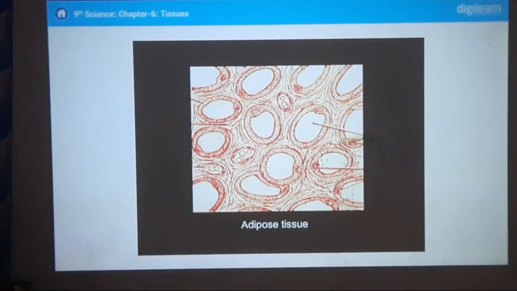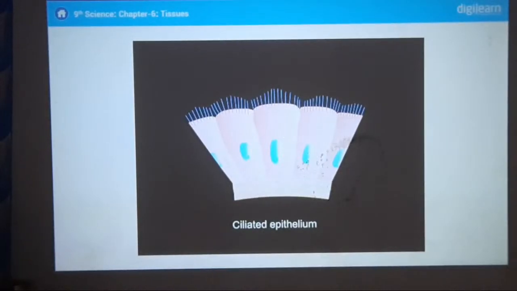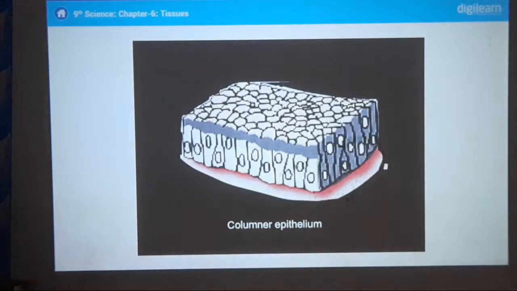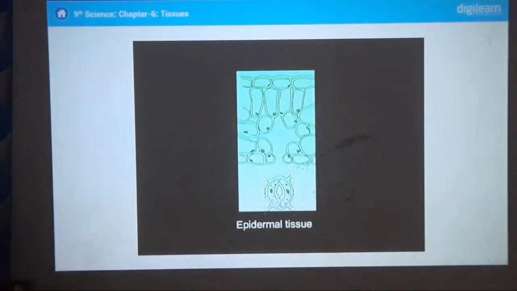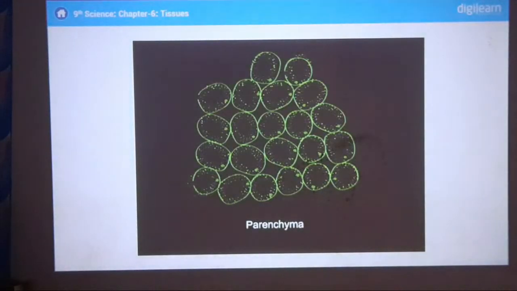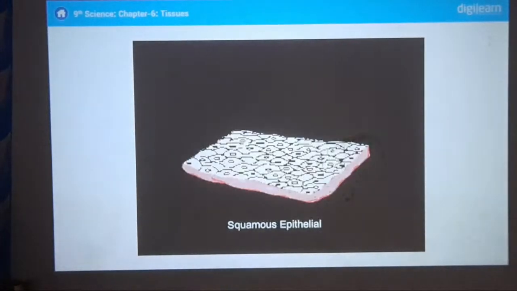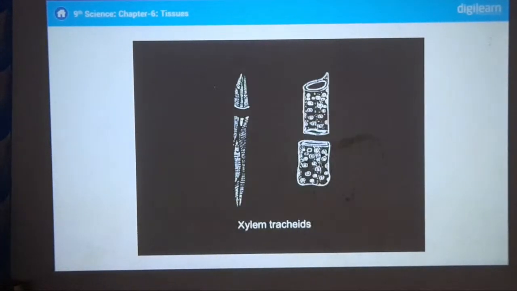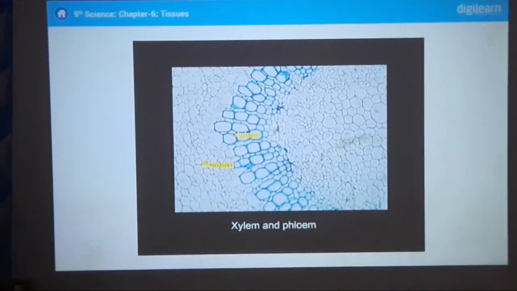Adipose tissue, areolar tissue, ciliated epithelium, columnar epithelium, cuboidal epithelium, epidermal tissue, meristems, parenchyma, phloem, sclerenchyma, squamous epithelium, xylem tracheids, meristematic tissue, xylem and phloem.